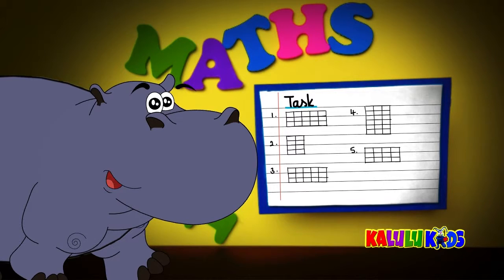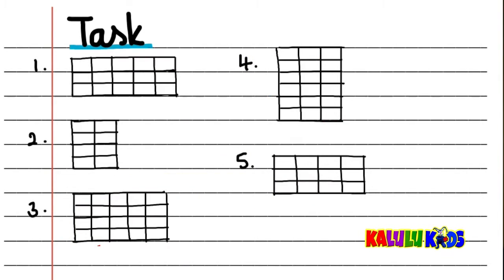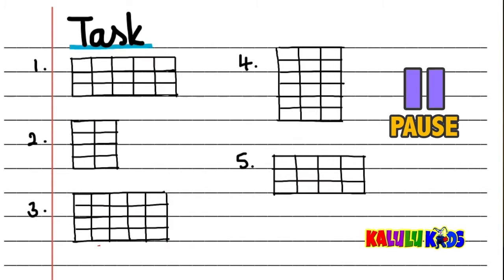Listen carefully to the instructions. Look at each array and write a multiplication sentence to match it. Remember to always start with the number of rows. Well done. Good luck.